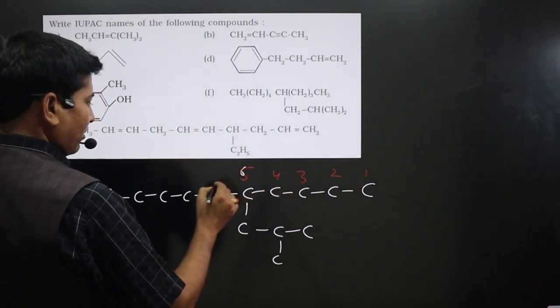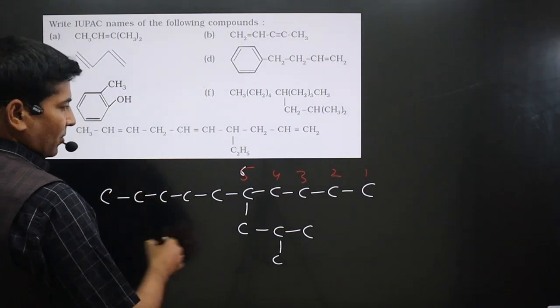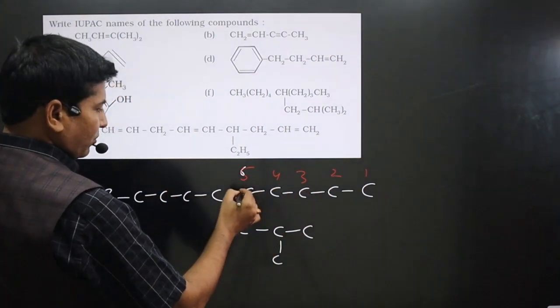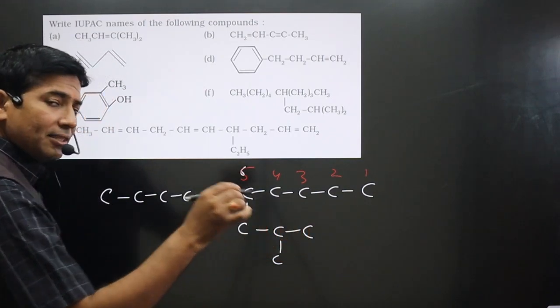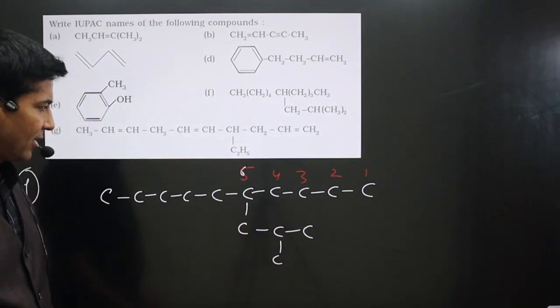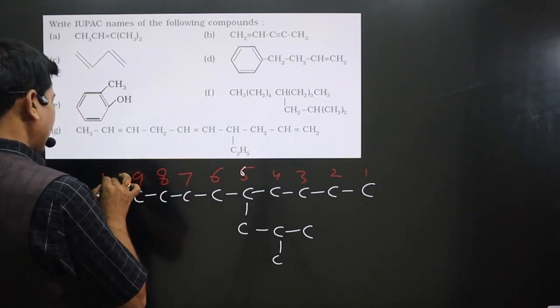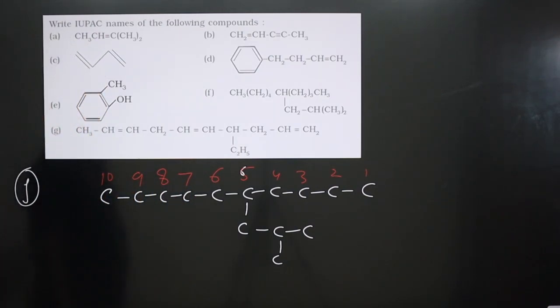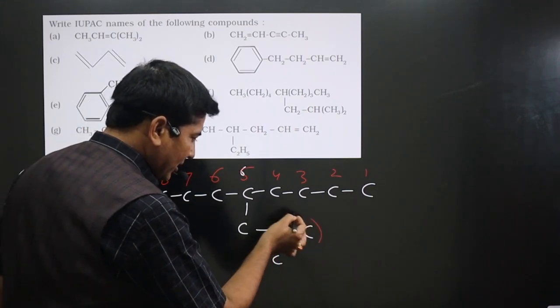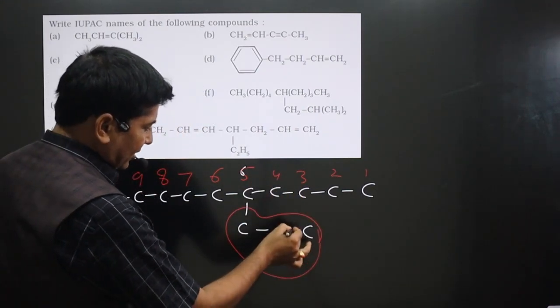1 2 3 4 5 6 7 8 9 10. 1 2 3 4 5 6 7 8, it is reaching up to 8, so we cannot move this direction. So we have 6 7, it is 8 and 9, and 10 is there, 10 carbon. Okay, now you can see in the branching itself one more branching is there. This is also a branching.